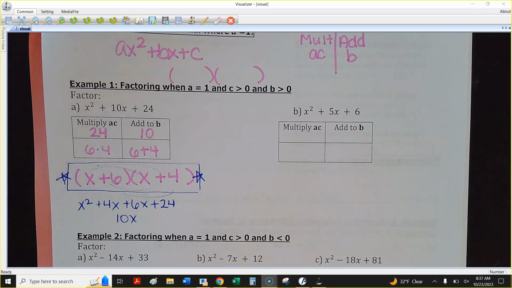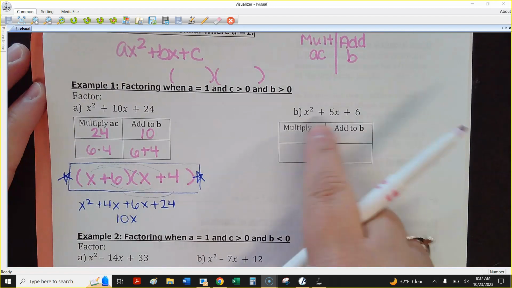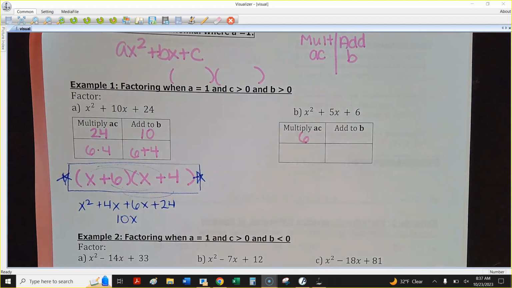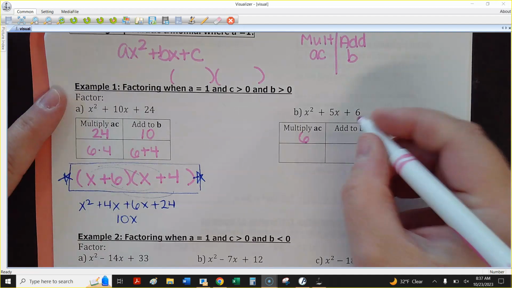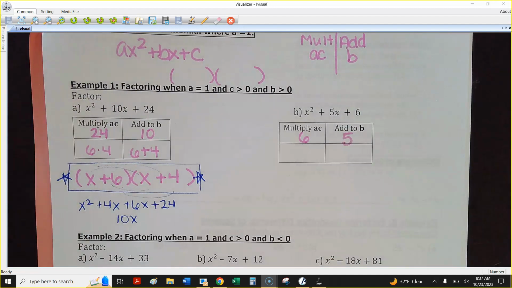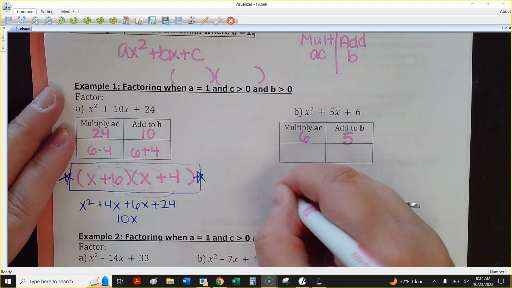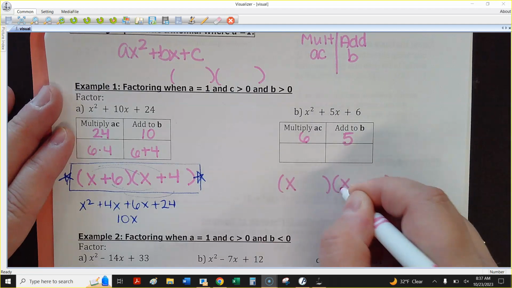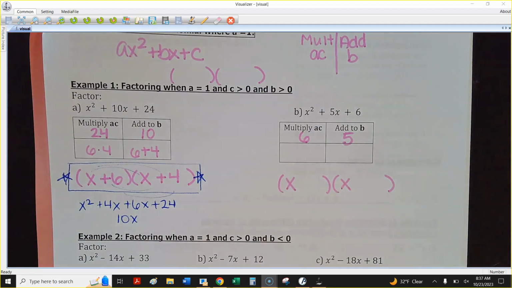So let me try this one here. a times c here would just be 1 times 6. So I've got to think of two numbers that if I multiply them together, I get 6. And if I add those same two numbers together, they would give me the b value, which is 5. While I'm thinking about that, I'm just going to do my two little sets of parentheses and take that first term, x squared, drop the squared, and write that at the beginning of each of the factors. Can you think of two numbers that when you multiply them, you get 6, and the same two you add, get 5?